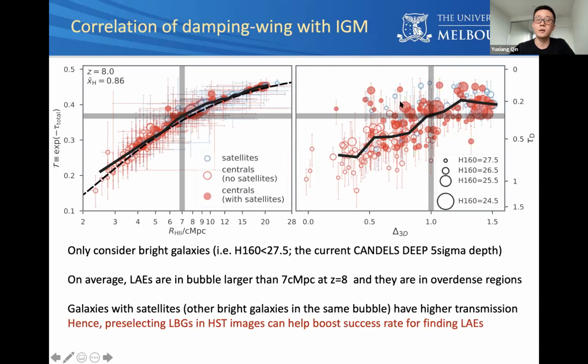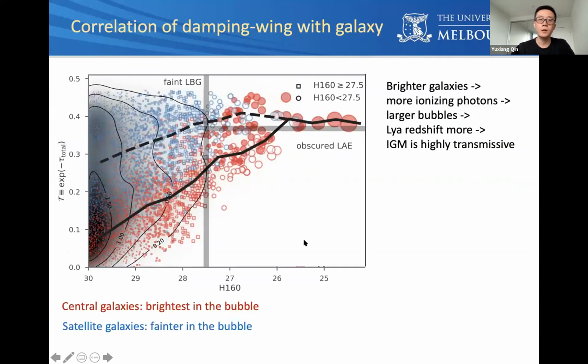For those with other galaxies, we call them satellites. Galaxies with satellites are shown as solid filled circles, and those without a satellite are the empty circles. You can see that galaxies with a satellite seem to also have higher transmission. This seems to suggest that if we pre-select Lyman break galaxies using their images and only follow up on those galaxies which have neighbors nearby, we will have a higher chance of finding their Lyman alpha emission.